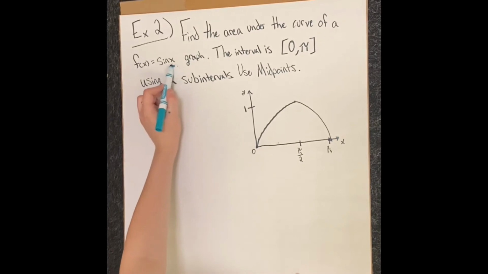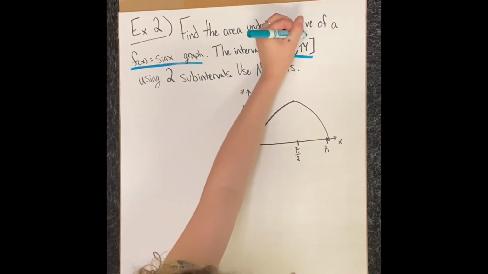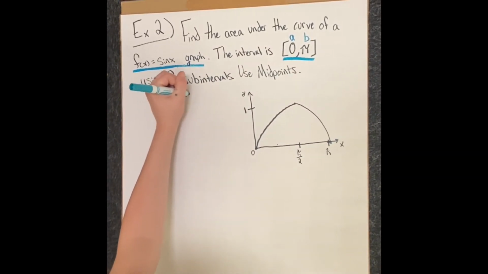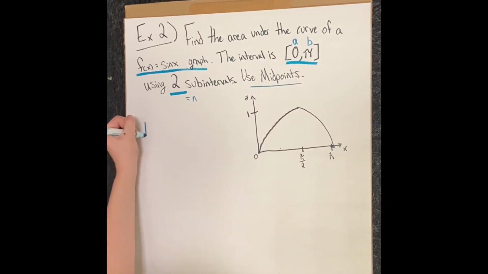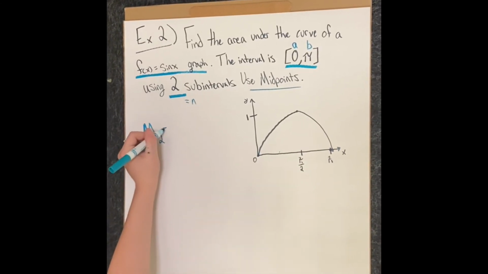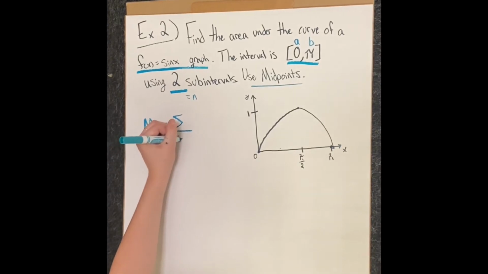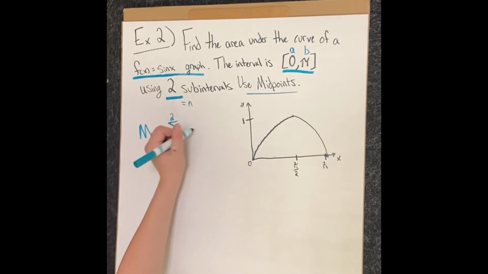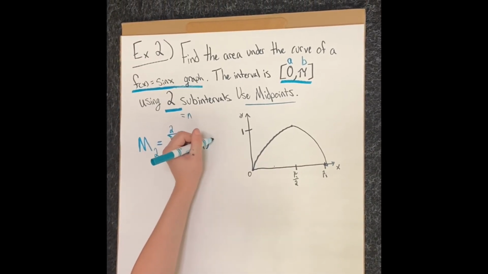All right, so now example 2. Find the area under a curve of f of x equals sine x graph. The interval is 0 and pi, which is our a and b, using 2 subintervals, and we're using midpoints in this one. So 2, we already know is going to be our n because it's a subinterval, and we're using midpoints. So we write down an M and 2 because our subinterval is 2. Now we write our sigma notation, which means it's going to be i equal 1, and then our n is 2 in this case, so you put 2 on the top. And then you're going to do the f of x i times the change of x.